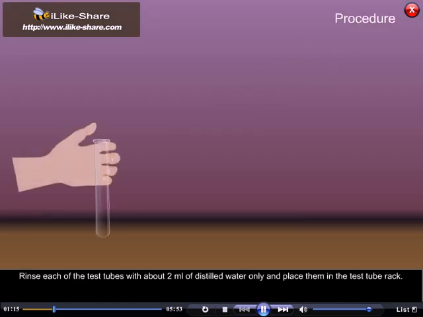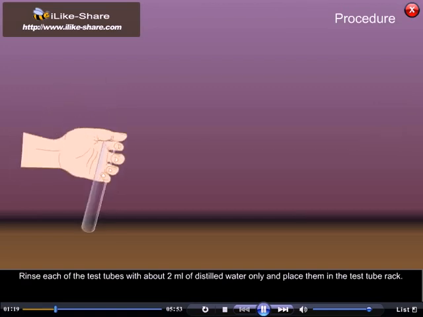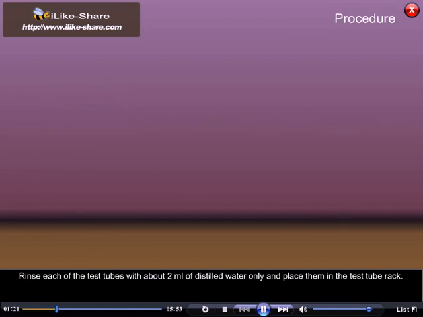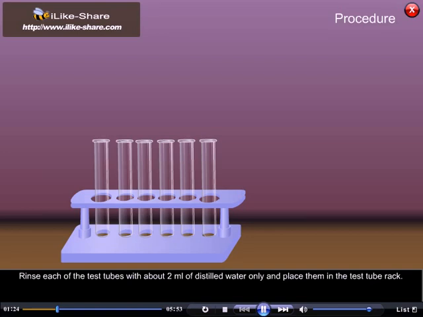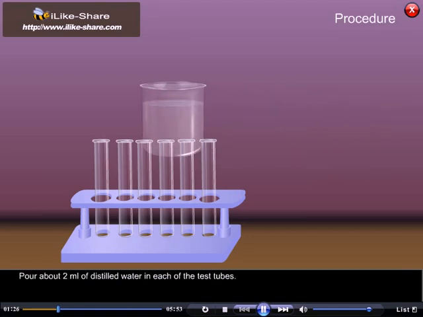Procedure: rinse each of the test tubes with about 2 ml of distilled water only and place them in the test tube rack. Pour about 2 ml of distilled water in each of the test tubes.